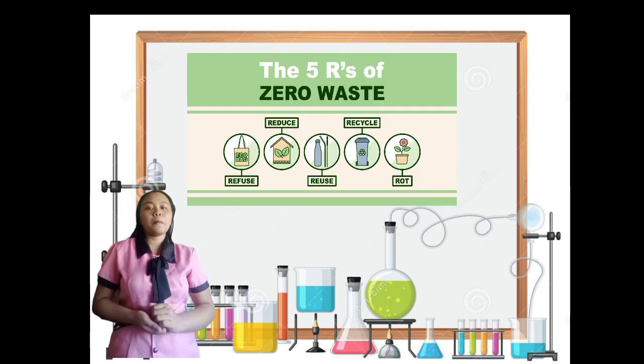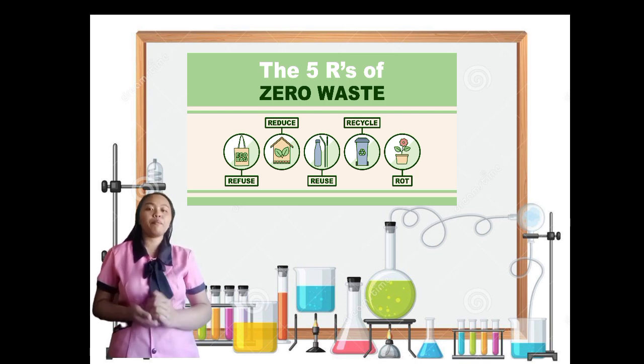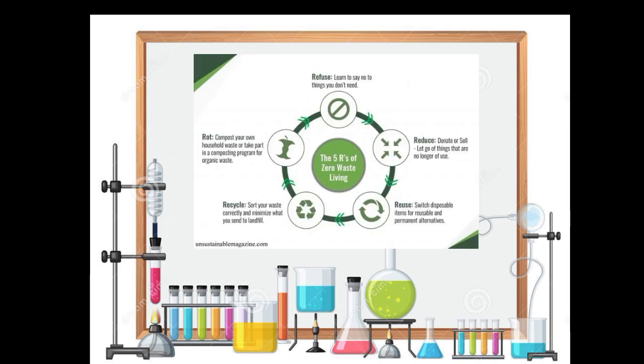To prevent or minimize the effect of burning of garbage, waste segregation must be observed and the 5 R's should be practiced. The 5 R's are refuse, reduce, reuse, recycle, and rot.